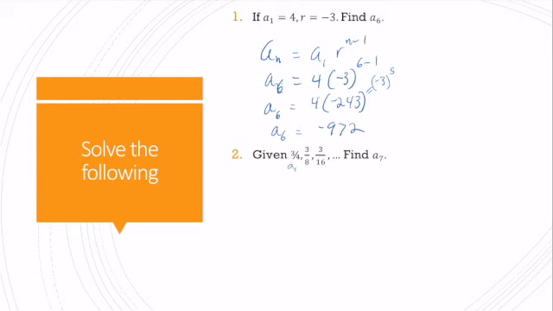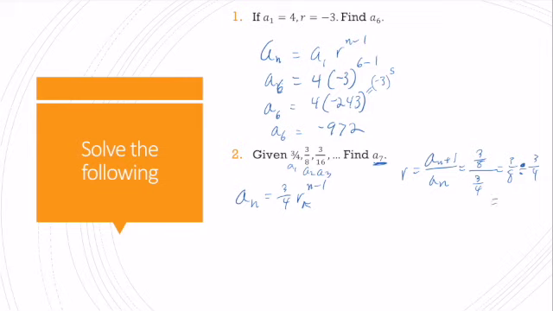Now, given a sub 1, a sub 2, and a sub 3, I want to find a sub 7. So I know my a sub 1 is 3/4. What I don't know is my r. So I need to figure out my r. r is a sub n plus 1 over a sub n. So I'm going to take 3/8 divided by 3/4. In order to divide fractions, we keep the first fraction the same, change from division to multiplication, and flip the second fraction. You can see my 3's are going to cancel. I get 4/8, which is 1/2. So that's going to be my r.